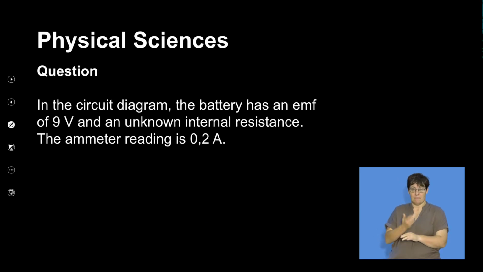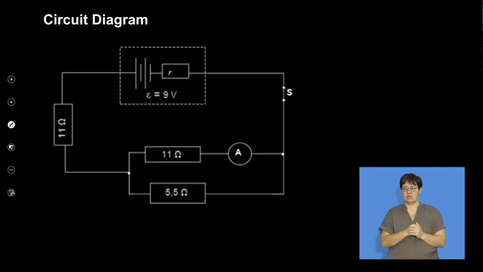Here's a simple question which says, in the circuit diagram, the battery has an EMF of 9 volts and an unknown internal resistance. The ammeter reading is 0.2 amperes.